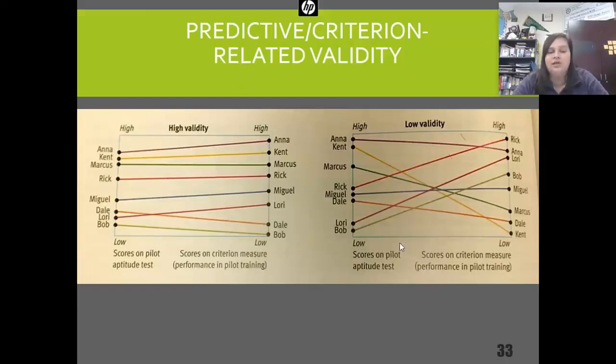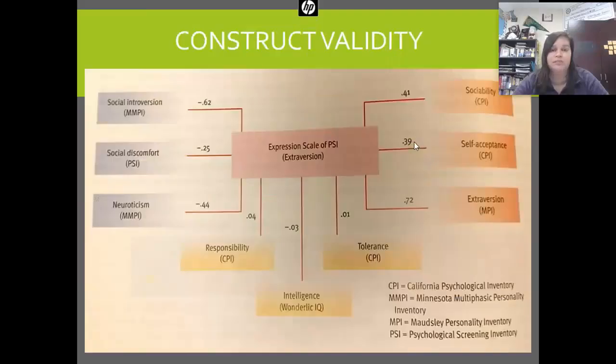On this other pilot aptitude test, Lori doesn't do so great. And then she suddenly does great in pilot training. So that test did not do a great job predicting. Ken did great on the predictive test, but poorly in the actual training. So our scores are all over the place. So this is low validity.